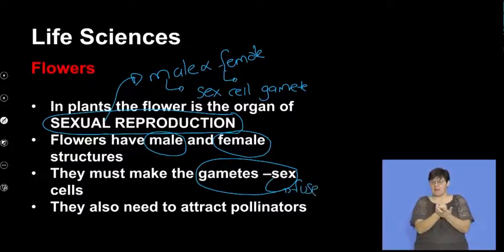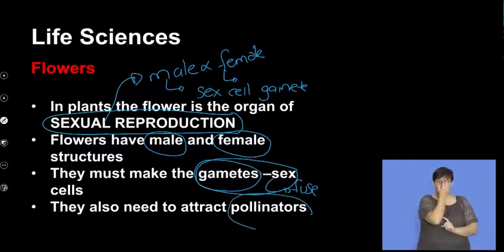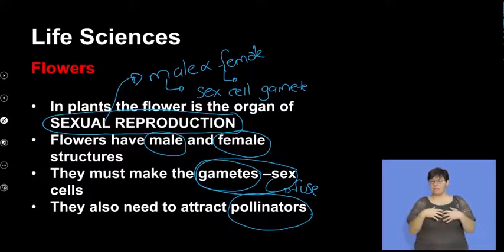They need to join, because ultimately they're going to make something called a seed, which is going to give rise to a new plant. But what flowers do need to do, most of them, not all of them, these gametes, they need to get around from one flower to another. And that brings us into the concept of pollinators. Pollinators are going to take these gametes from the male to the female.